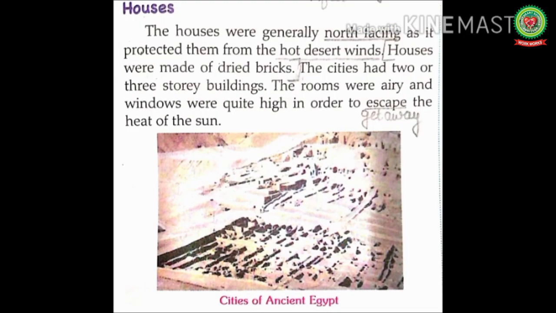Next, houses were made of dried bricks. The cities had two or three-story buildings. The rooms were airy and the windows were quite high in order to escape the heat of the sun. Students, here escape means get away. These were all the features of the houses of the Egyptians.